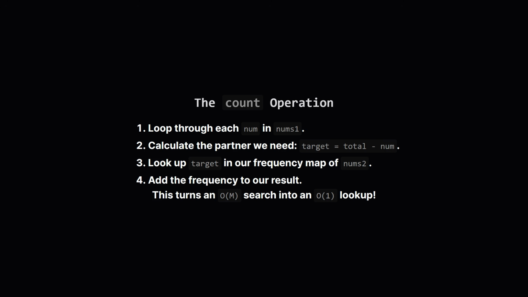So for the count operation, the logic becomes much faster. We just loop through the first list, nums1. For each number, we figure out the partner we're looking for, which is just the total minus our current number. Then, we ask our frequency map how many of those partners exist. Since asking a hash map is super fast, the whole operation is now only limited by the length of nums1.